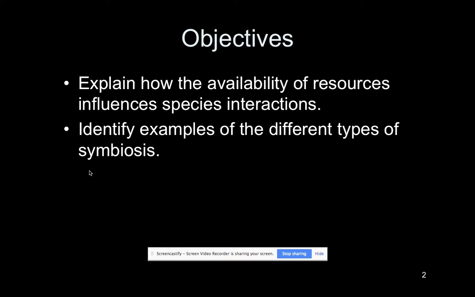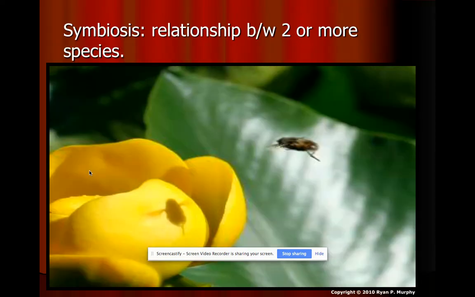So what you should be able to do after watching this video is to explain how the availability of resources influences species interactions and be able to identify examples of different types of symbiosis. So symbiosis, if you don't remember from biology, is a relationship between two or more different species. It can be hurting one and not hurting the other, benefiting both of them, not affecting one but benefiting another. So we call these things a different name.